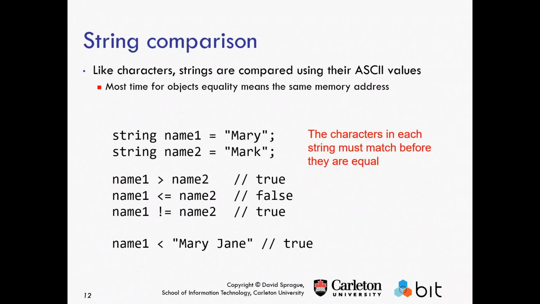Are they not the same? Correct, they're not the same. So not equal to one another. Mary and Mark are not the same, therefore Mary is not equal to Mark. Can we say that Mary is less than Mary Jane? That is actually true. It is a slightly longer text message, and therefore Mary Jane comes after Mary alphabetically.